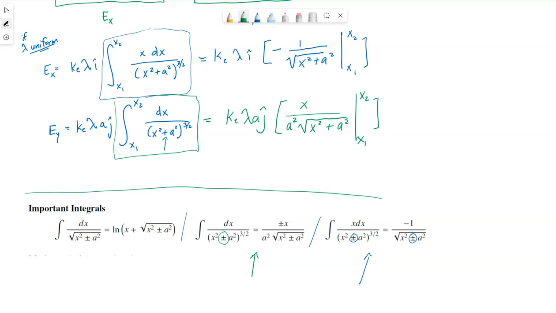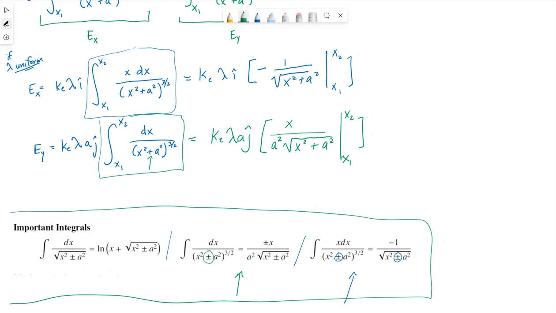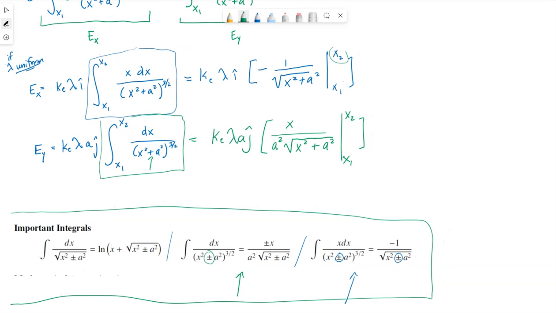So don't stress the results of those integrals because those are given here. We just need to make sure we can get to the correct setup in order to choose which one we end up with. So from here, it would just be a matter of plugging in the upper limit and then minus plugging in the lower limit, and we would have the overall electric field at that point up here, some distance a from the rod.